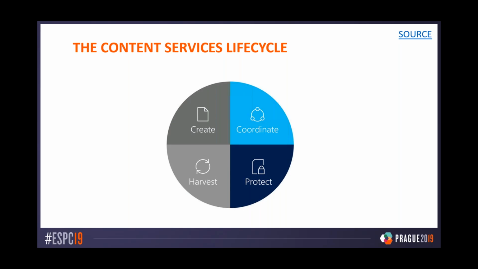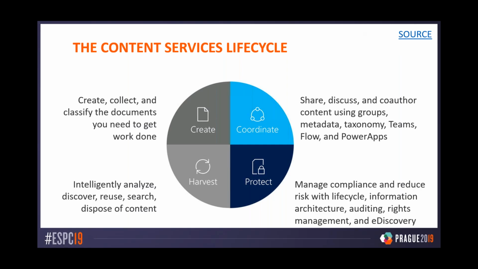So this is an example content services lifecycle. Of course, everybody has their own version of this, but I'm just using the one Microsoft provided. So if you want to check it out, you can visit the source here. So in the first phase, you create, collect, and classify the documents you need to get work done. Then in the next phase, that's where you're really working with your colleagues to share the content, you're co-authoring, you're discussing how to get work done or the content of the documents.